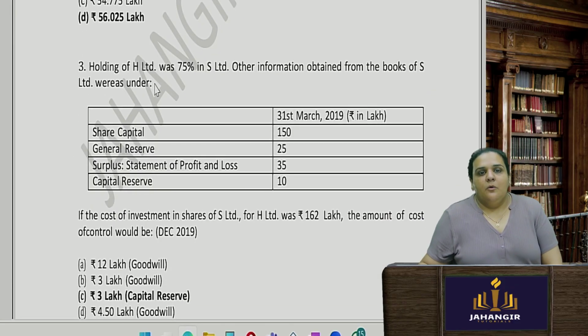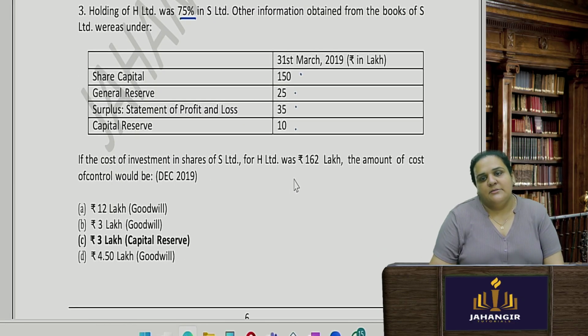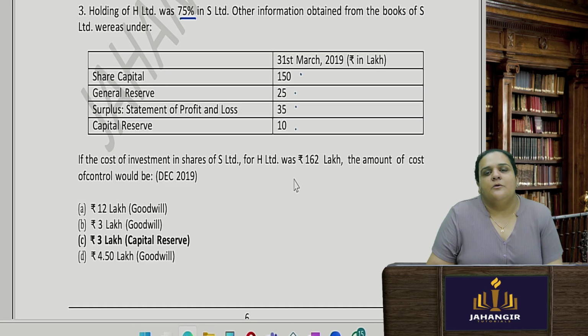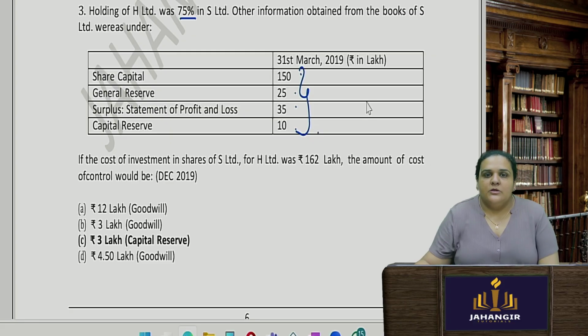Quickly, next. Holding of H Limited is 75%. Other information is given in lakhs: share capital, general reserve, P&L, capital reserve. Cost of investment is 162 lakhs. The amount of cost of control will be how much? Very easy. Just add this total: 150 plus 25 plus 35 plus 10. This total is going to be 220.